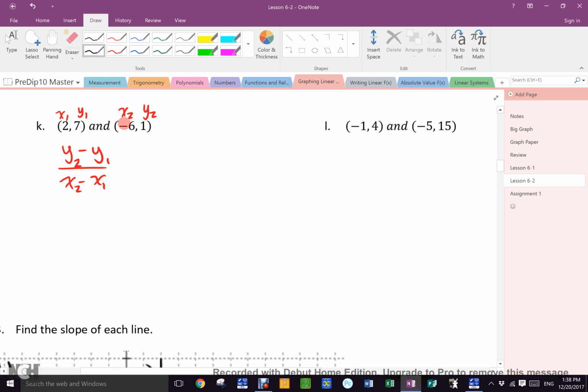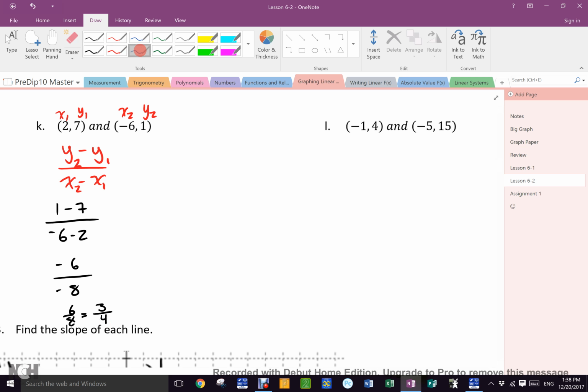Observe. I'm going to do this one very quickly. 1 minus 7 over negative 6 minus 2. 1 minus 7 is negative 6 over negative 8. Two negatives make a positive. 6 over 8, which we, of course, would Mrs. Bad crumble it to 3/4.